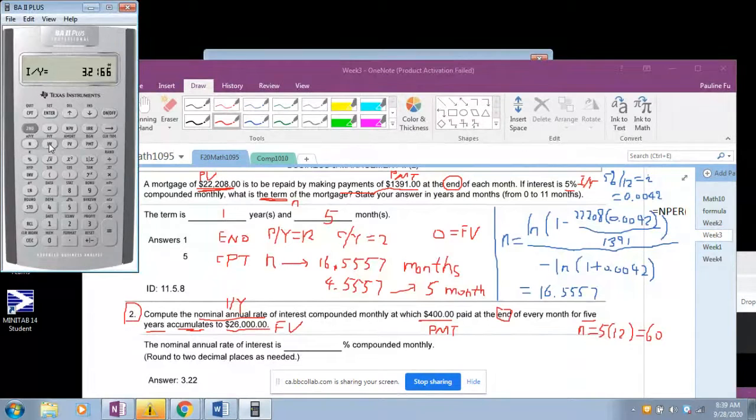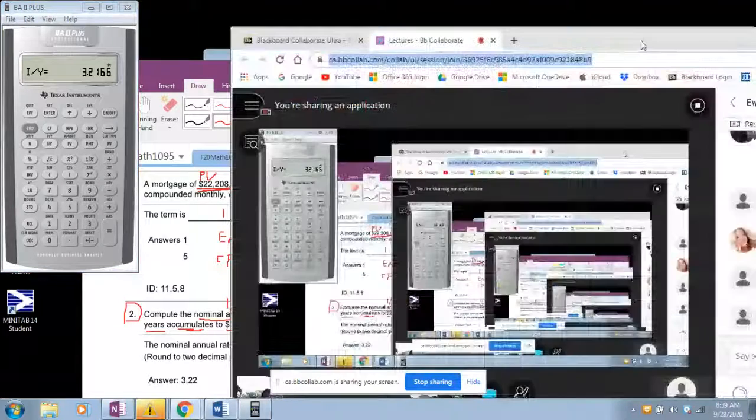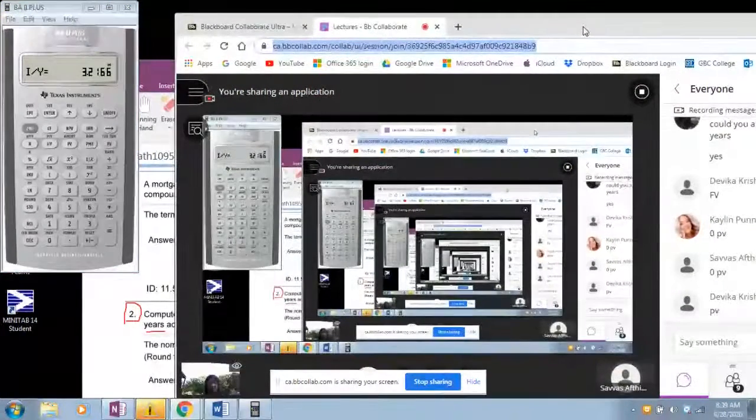Unfortunately, there is no formula to calculate interest. So if a question asks you the interest, you have to rely on the calculator. Any questions? I'm going to check the message. Any questions? All right.